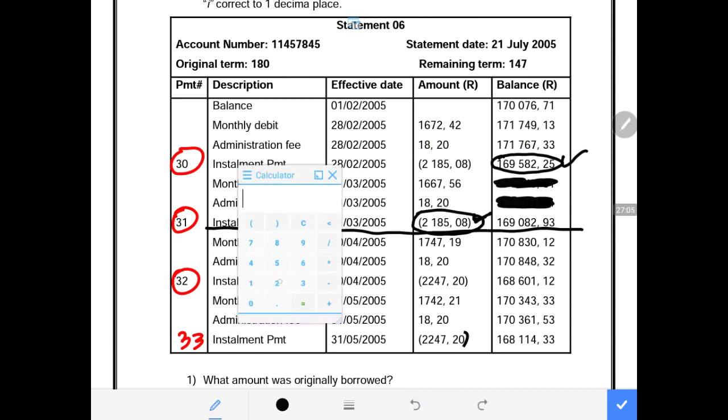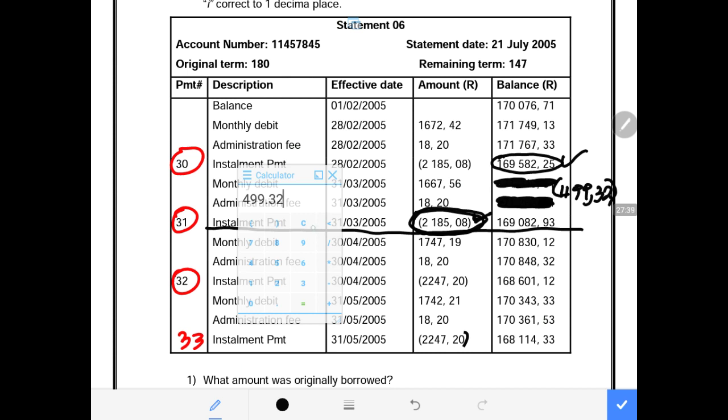We have an amount of 2,185.08, and I want to deduct 18.20 and deduct the interest of 1,667.56. So how much do I have? The amount that I have is 499.32. This is the only amount that reduces your loan. Out of this whole payment, the only amount that reduces your loan is only 499 rand.